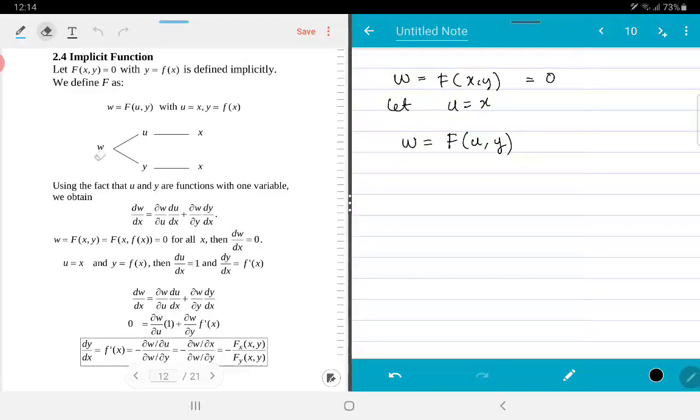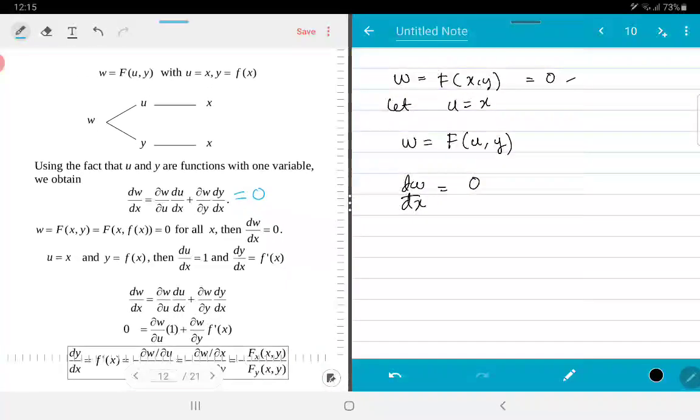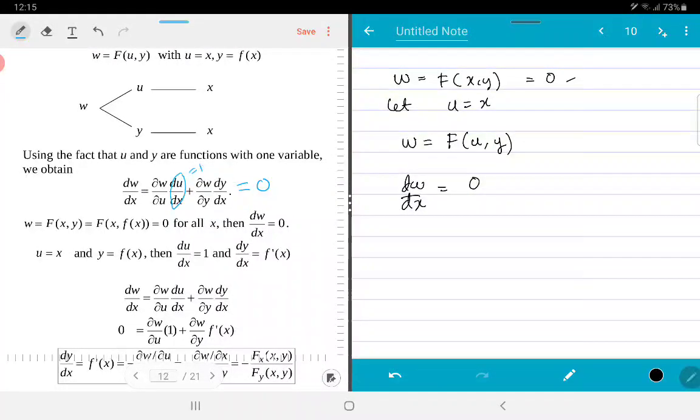The second term we have is partial w partial y times dy/dx. And since w is equal to 0, dw/dx is equal to 0, because when you differentiate 0 we get 0. But we know du/dx is 1. So from there we get dw/dx is equal to partial w partial u times 1 plus partial w partial y times dy/dx, and this is equal to 0.